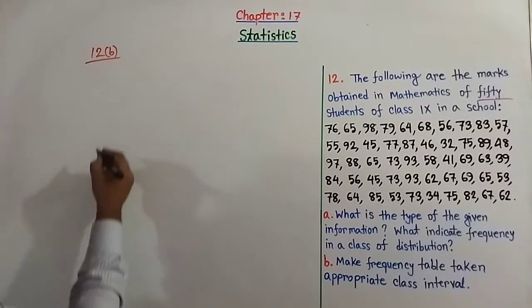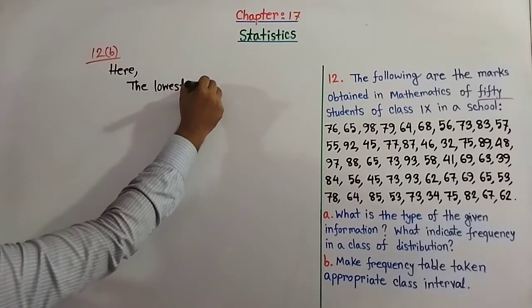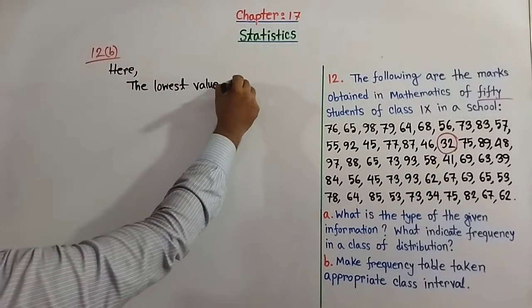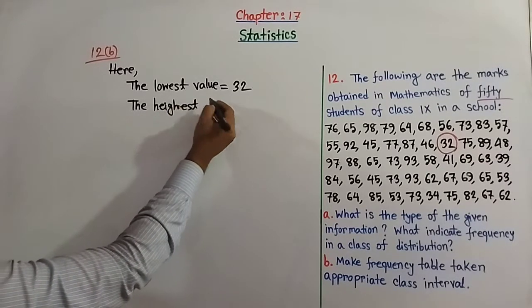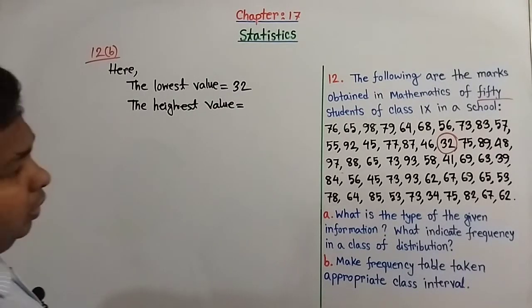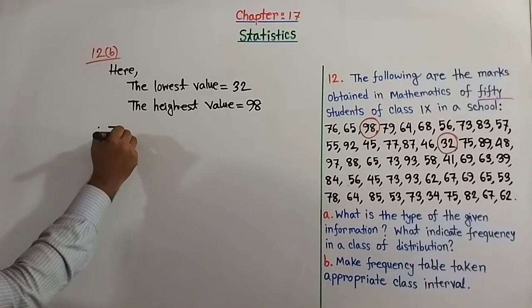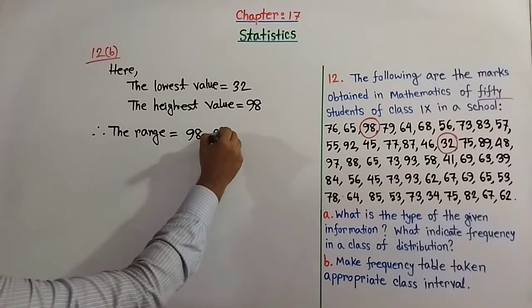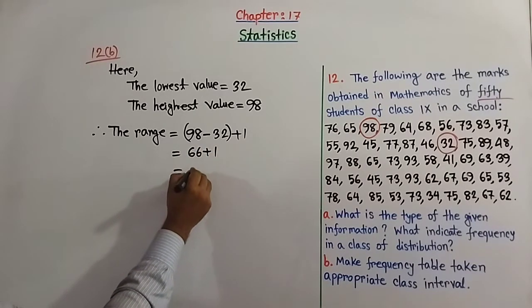So for finding the range, at first we write the lowest value. Here the lowest value is 32, and the highest value is 98. Therefore the range: we know the formula, range equals highest value minus lowest value plus 1. Therefore we can write 98 minus 32 plus 1. 98 minus 32 equals 66, plus 1 equals 67.